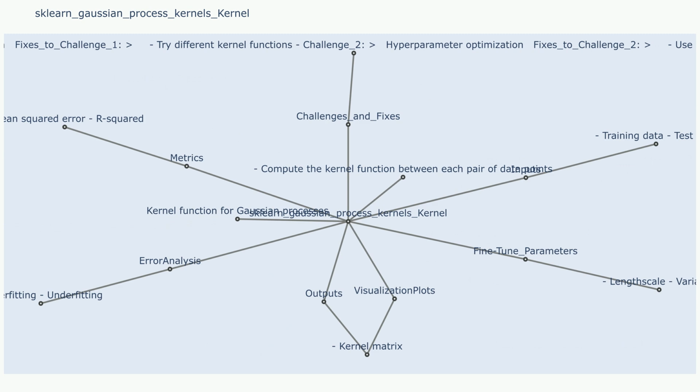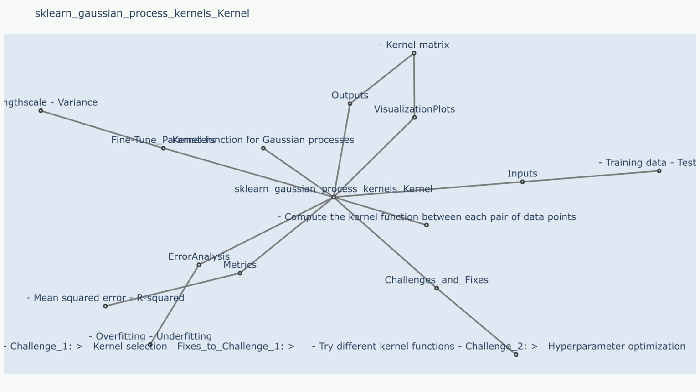Inputs. X. This is the input data, usually a 2D NumPy array where each row represents a data point, and each column represents a feature. Y. This is the target data, typically a 1D NumPy array representing the corresponding outputs for each input data point.